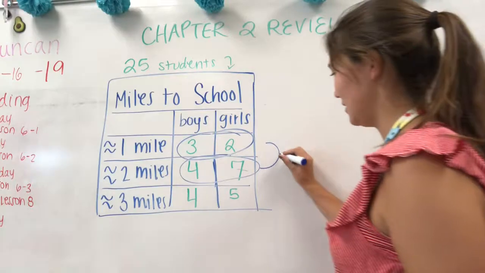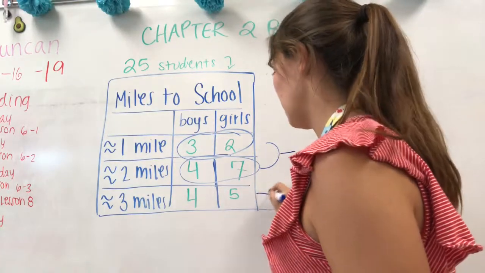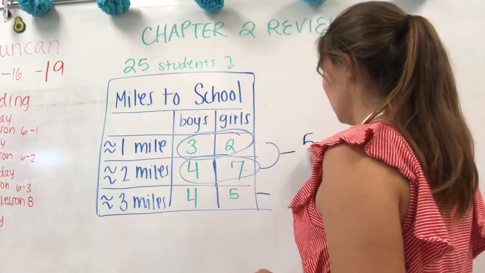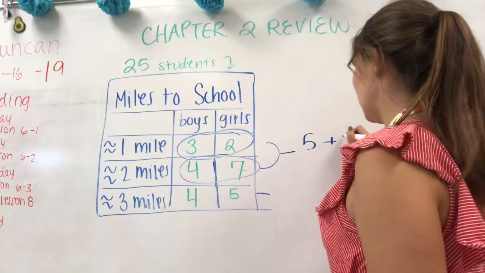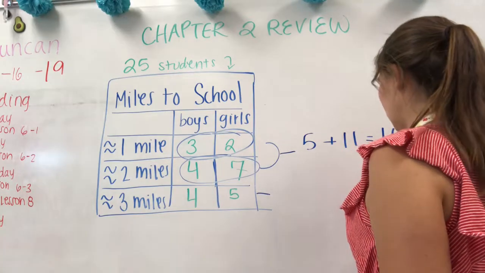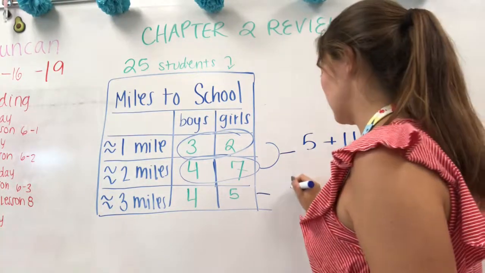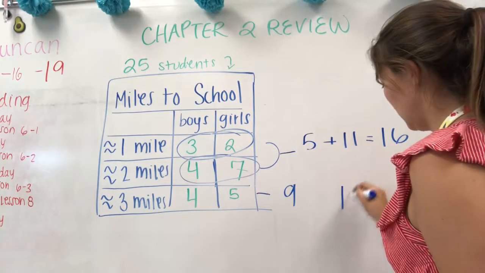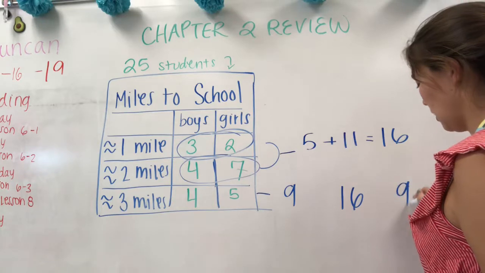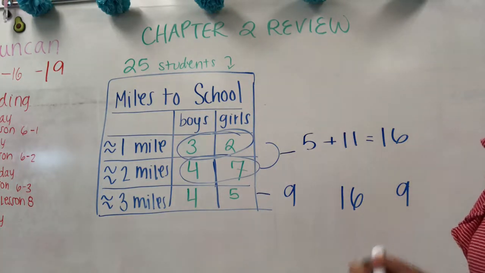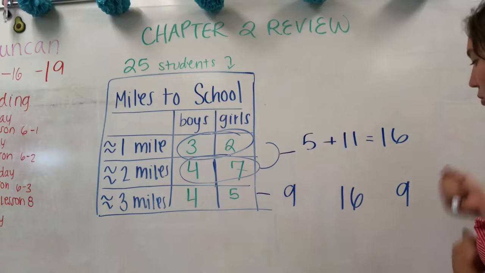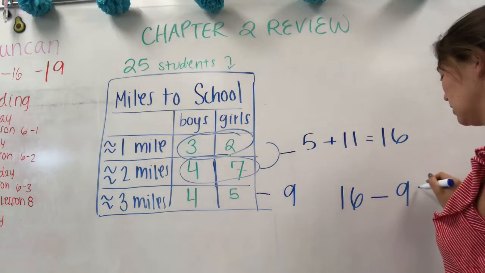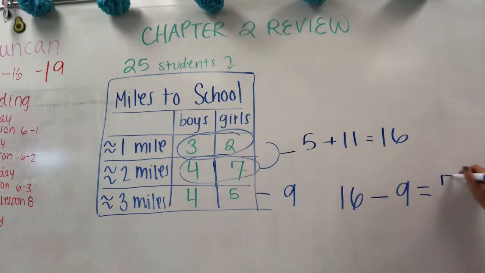So I'm going to add these together, and then I'm going to compare it with these. So I have 3 plus 2 equals 5, plus 4 plus 7 is 11, which gives me 16. Down here, 4 plus 5 is 9. Now I need to compare these numbers, 16 and 9. It's asking me how many more. So I need to see how many more. What is the difference between these two numbers? So I'm going to subtract. 16 minus 9 equals 7.